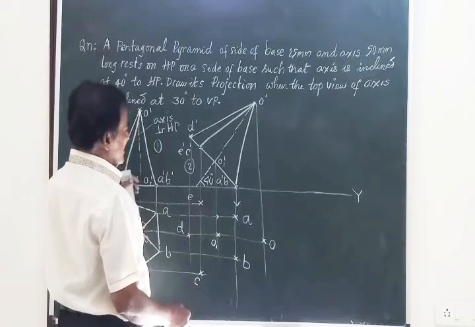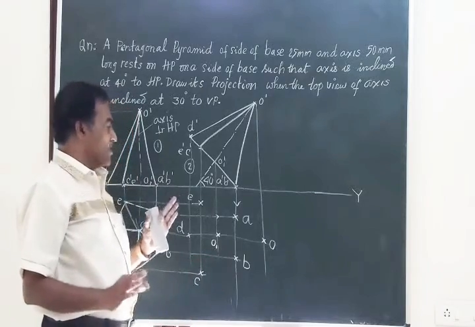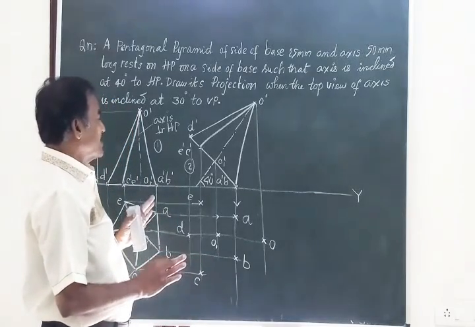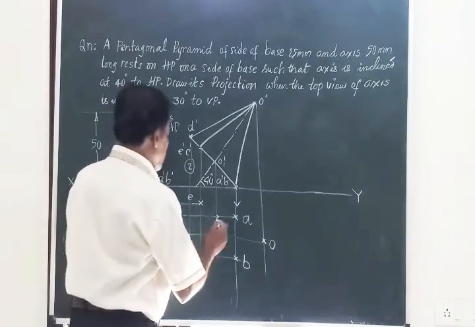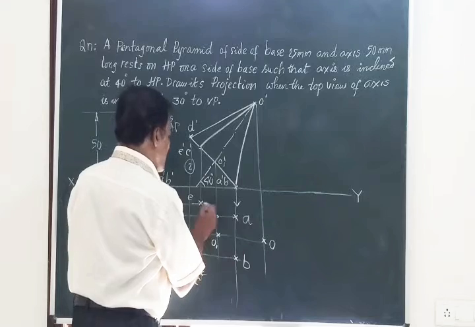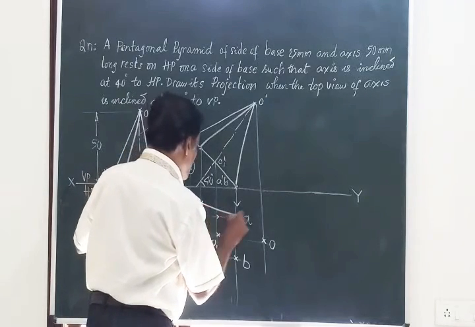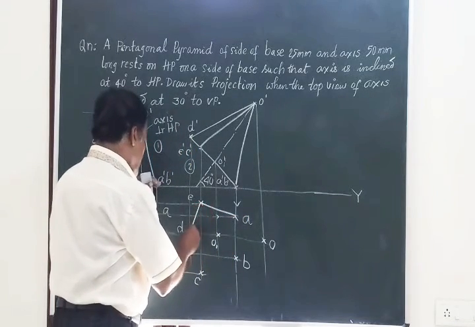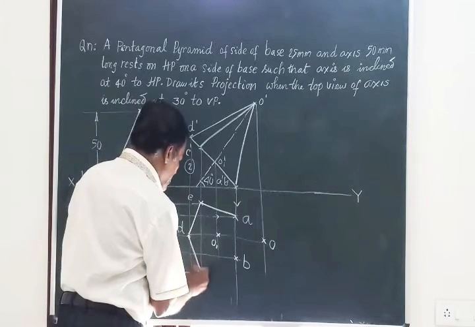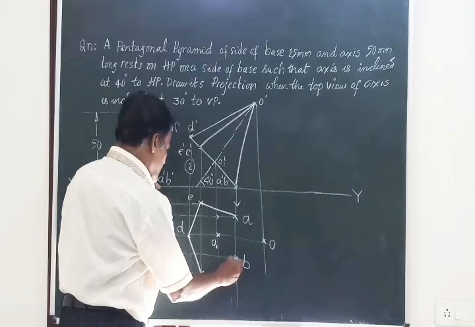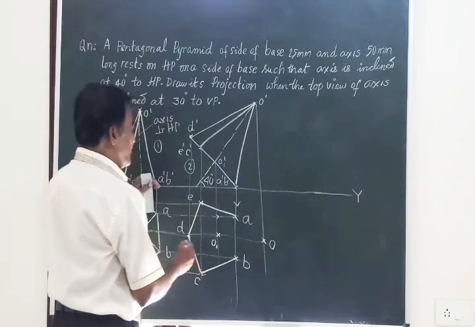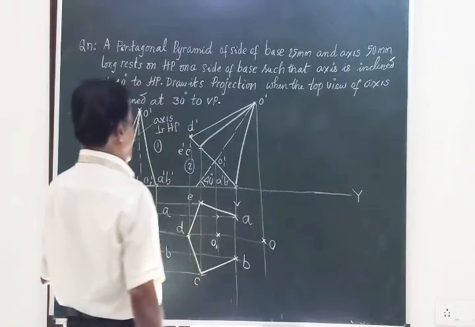So let me join. I told you, as per the rule, all the outlines, the border lines of the solid are visible. So which are they? I can join this A to E, full line, E to D, full line, E to C, full line, then this B to C, full line. A, B, C, D, E we have got.